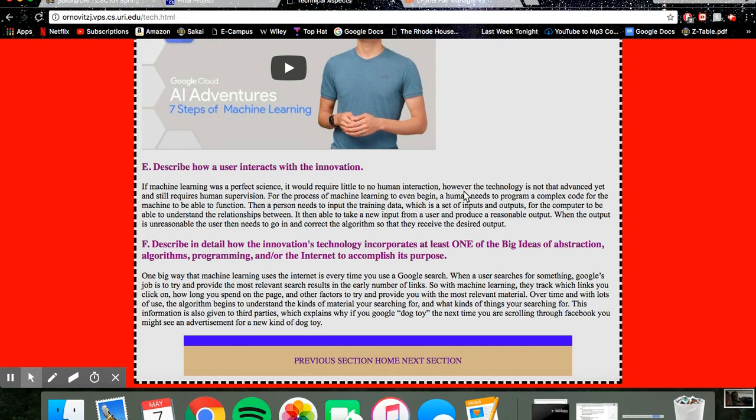Another thing like that is that if you search, for example, in here I said dog toy. If you were to search for dog toys, and then the next time, like some people go through Facebook, they would see ads for a dog toy because Google is picking up on these search histories and is actually giving them or selling them to third parties.